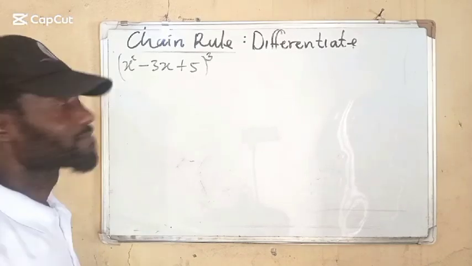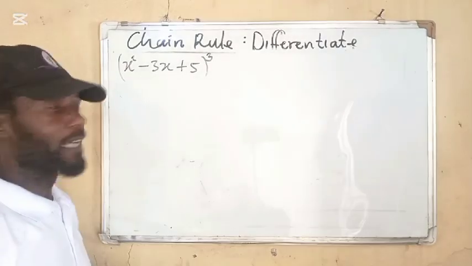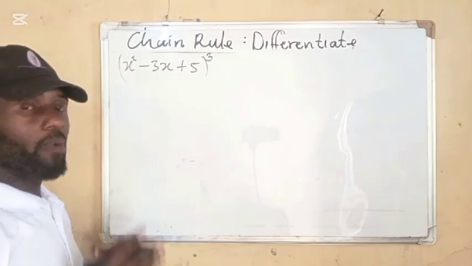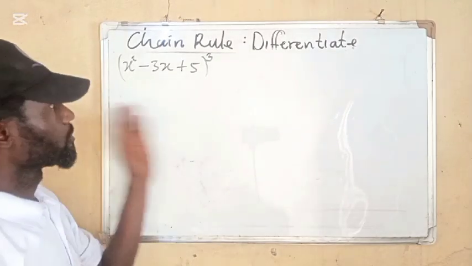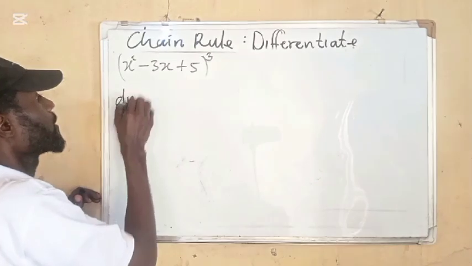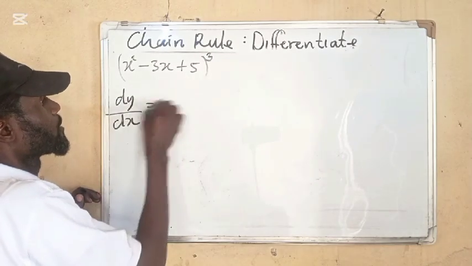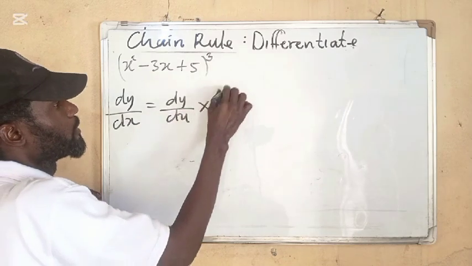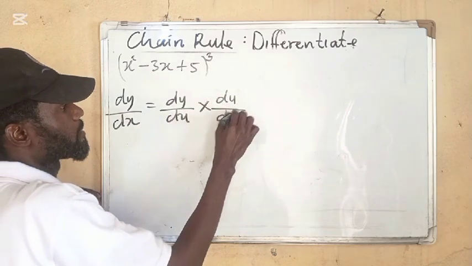Good day, viewers. We are still on chain rule, and here comes another question. All we need to do is to be able to recall the formula when we are using chain rule, and the formula is dy/dx equals dy/du, then times it by du/dx.